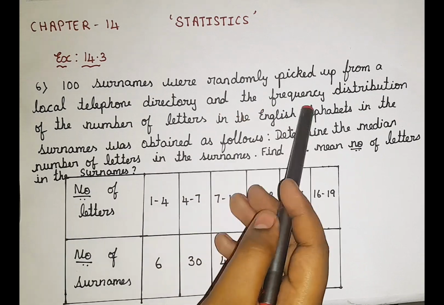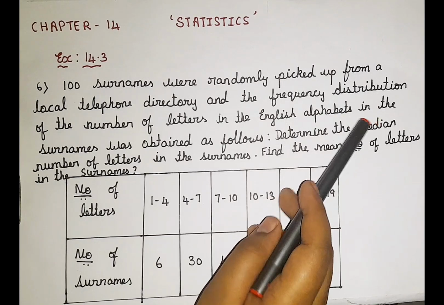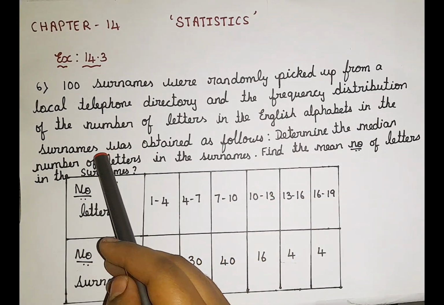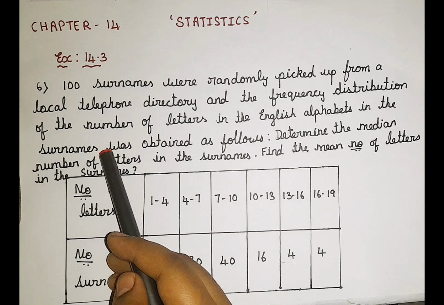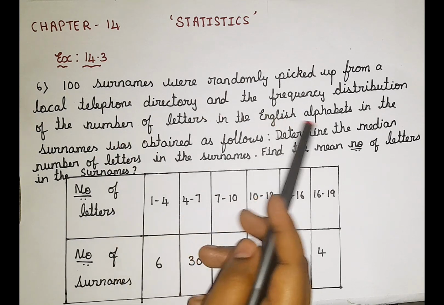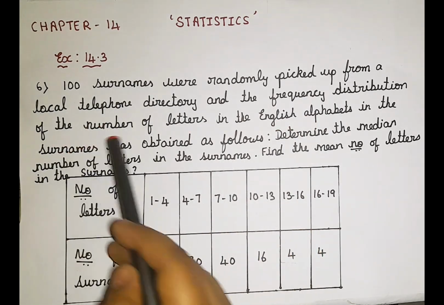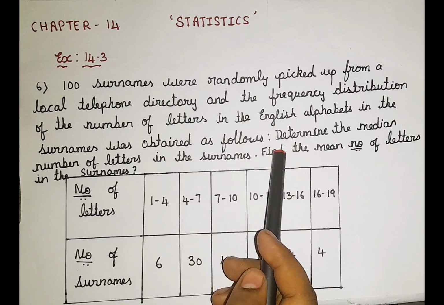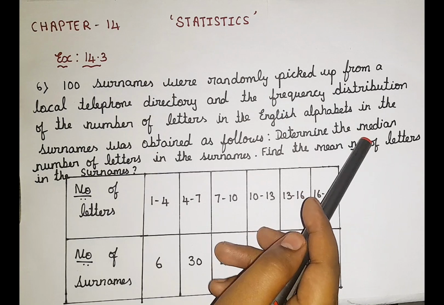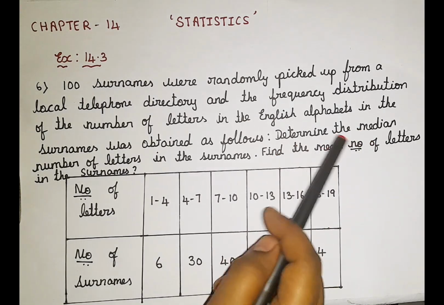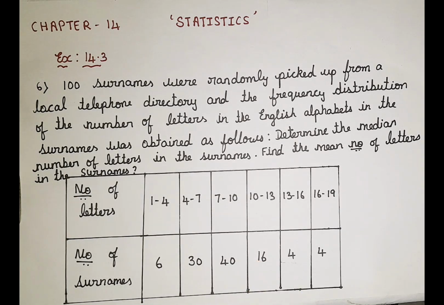Okay, and the frequency distribution of the number of letters in the English alphabets in the surnames. Of course, I told you about the surnames, isn't it? Surnames, of course, names means it has letters, that is the English alphabets, in the surnames was obtained as follows. Now we are supposed to determine the median. That means we are supposed to use median and we are supposed to solve it by mean.